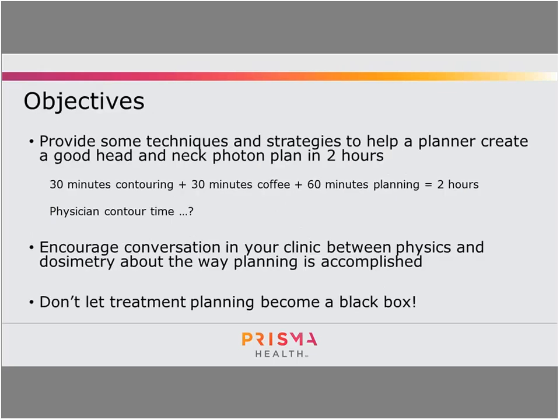The objectives of this talk: I want to provide some techniques and strategies to help a planner create a good head and neck photon plan in about 2 hours. Protons are a completely different ball game that I know next to nothing about, but for photons, that's something I can talk about. For a general plan, you have about 30 minutes or so to contour normal structures, and I put a small coffee break, and then you spend about an hour planning.